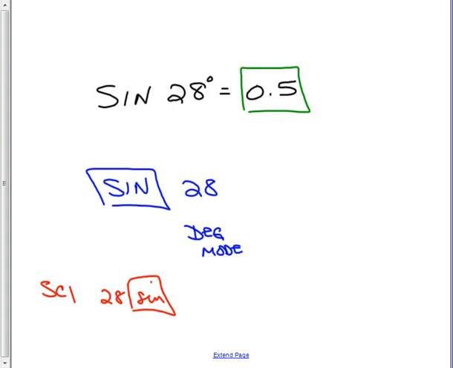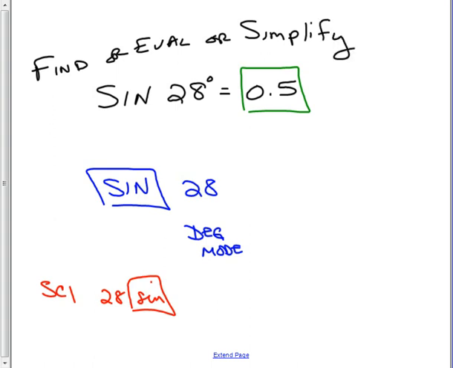How would it look in the question on the test? Find, or evaluate, or simplify. The question will be sine 28 degrees equals. For this question, just type it in: sine 28 equals. He was just asking if you inverted it back, would it give you the same answer. Yeah, good example.